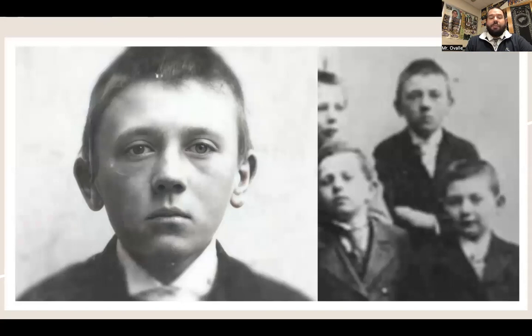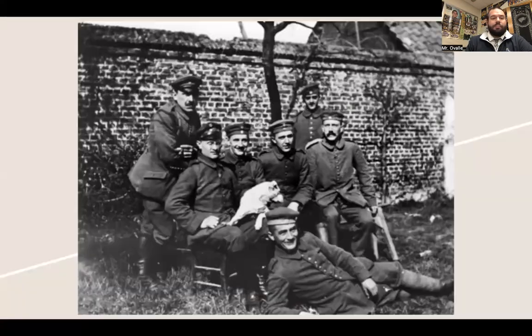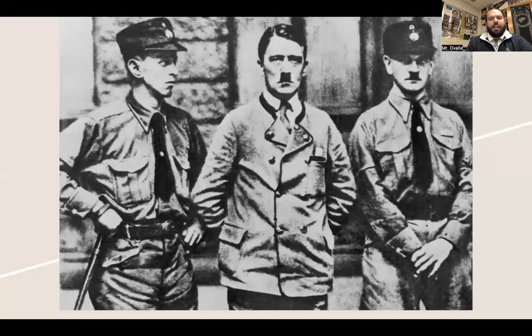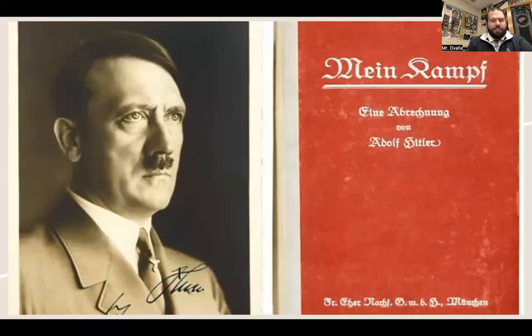That's a young Adolf Hitler. This is Hitler right here with the mustache. I believe this is him right before the Beer Hall Putsch, and that's him arrested. I think. I don't know. There's his book.